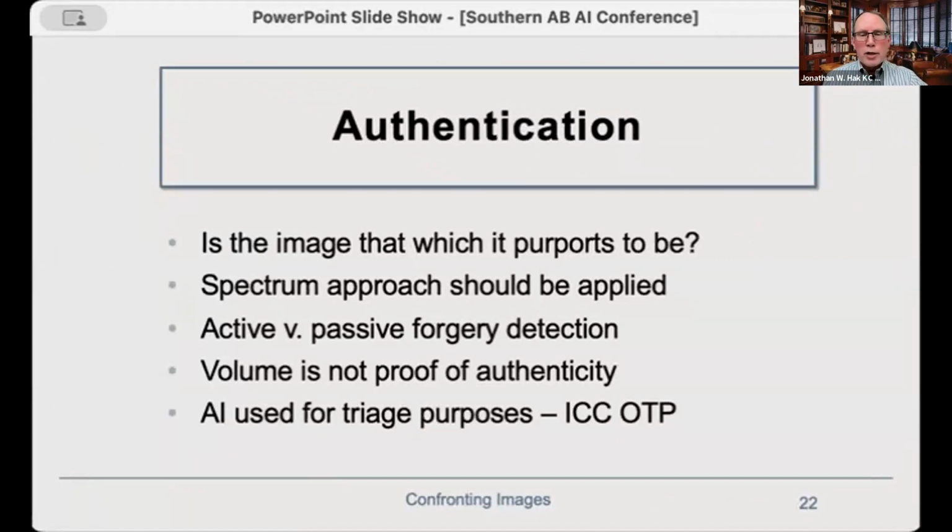And so we use a spectrum approach in authentication where we look at things like, do we have access to the original media? Do we have access to the photographer? Is there evidence that can be used to corroborate whether this scene is legitimate, whether what is being shown is legitimate, or is it wholly synthetic? There are active and passive forgery detection techniques. Active forgery detection techniques is where, if you have the original image, you can determine what changes have been made to it. Passive forgery detection techniques rely on content-based analysis.